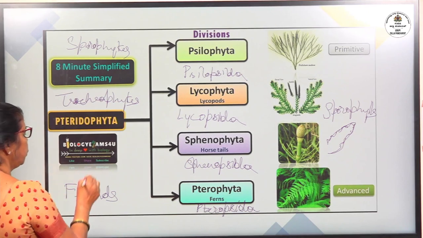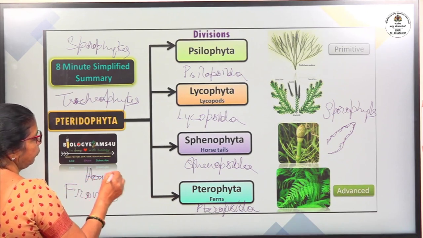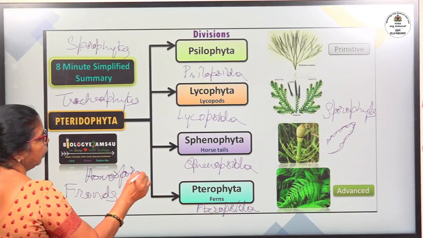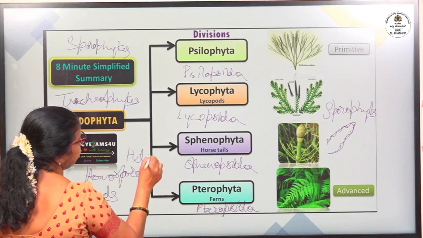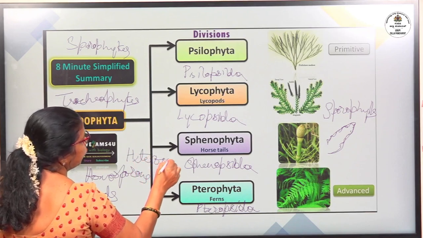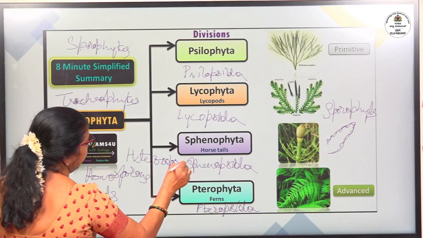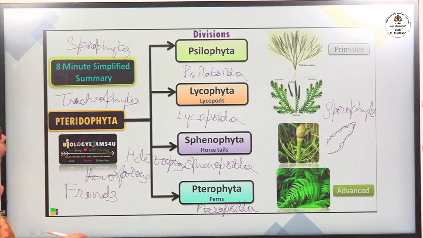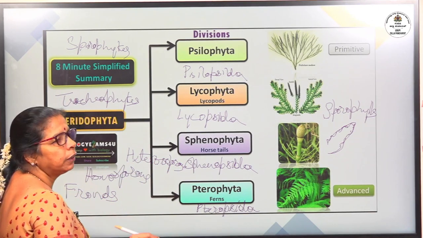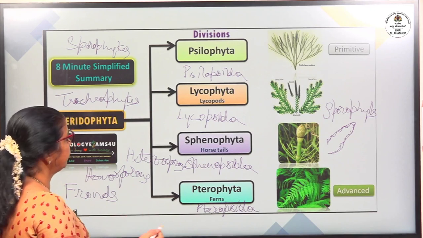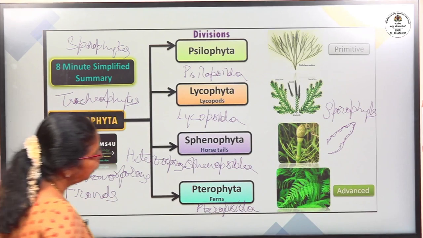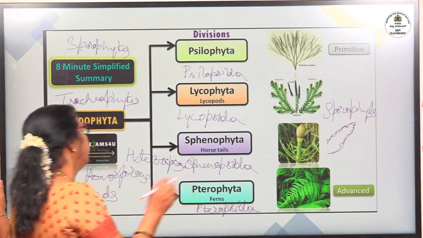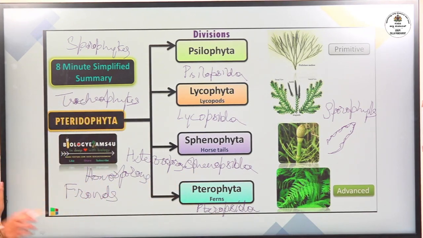So homosporous, or two different types of spores, that is heterosporous. So homosporous and heterosporous. Heterosporous, that is Salvinia and Selaginella, and for homosporous, Lycopodium and others. So two types based on the type of spores which they produce, they are classified.